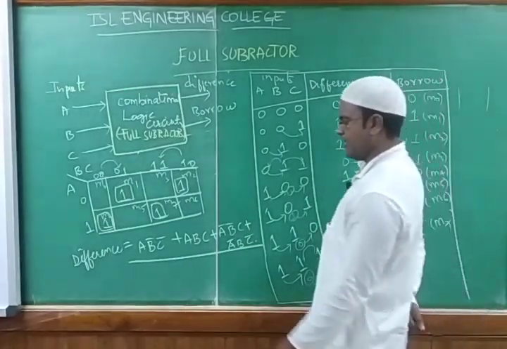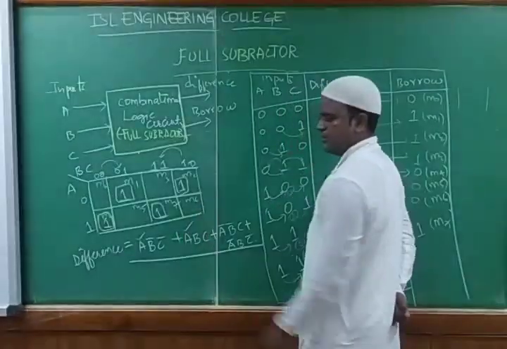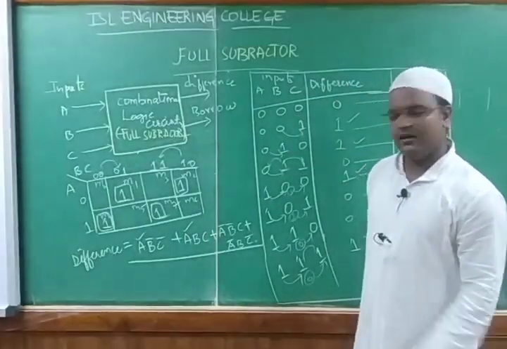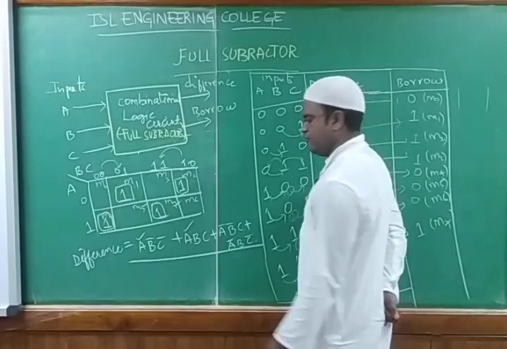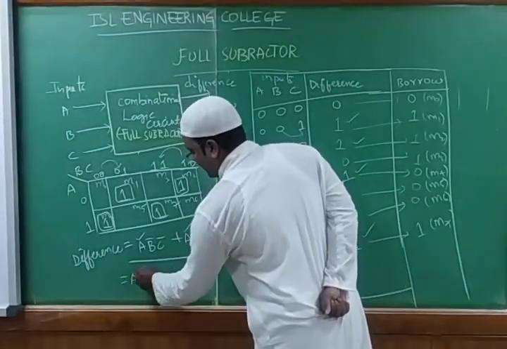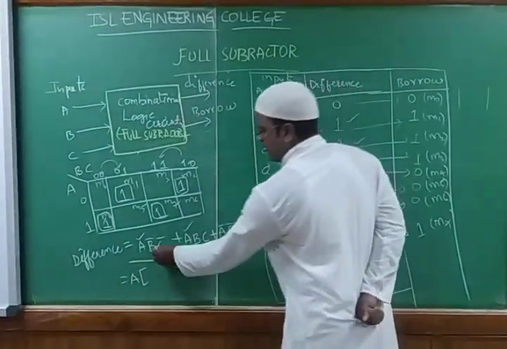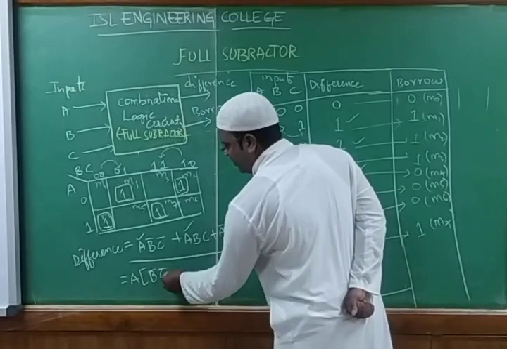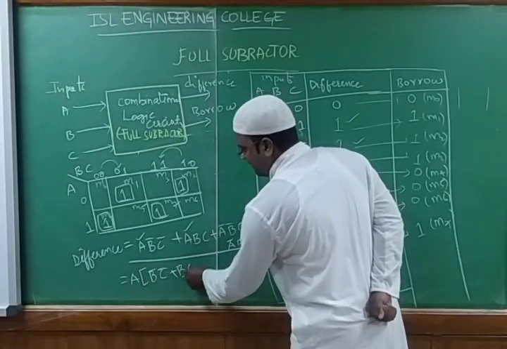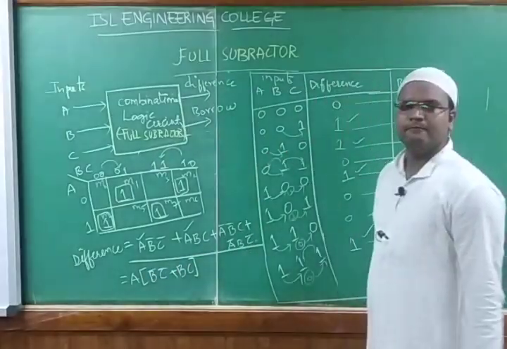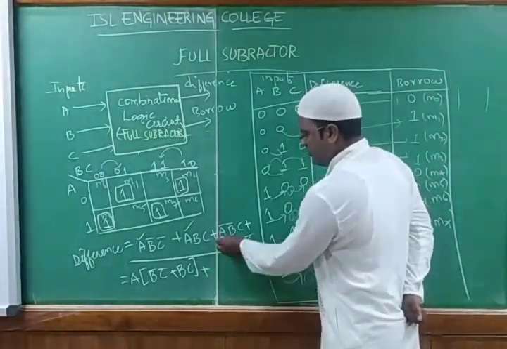Same thing, I can take common A in the first two. How did we get the full adder? This is the same thing I can get for the full subtractor. So what I'm doing is taking A common. So what did I get here? I got B complement, C complement plus, this is nothing but BC. Right?